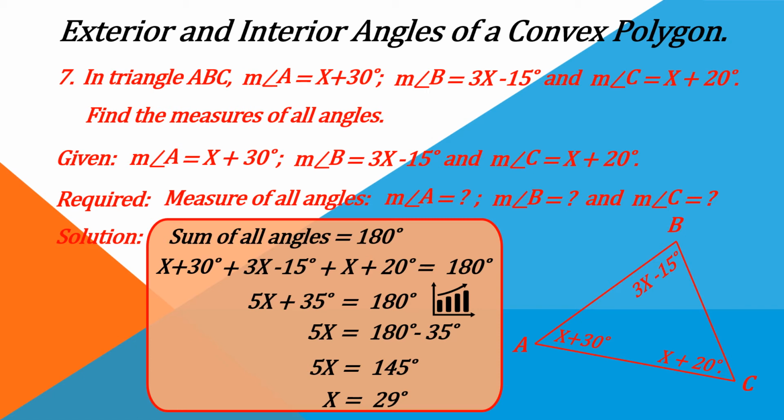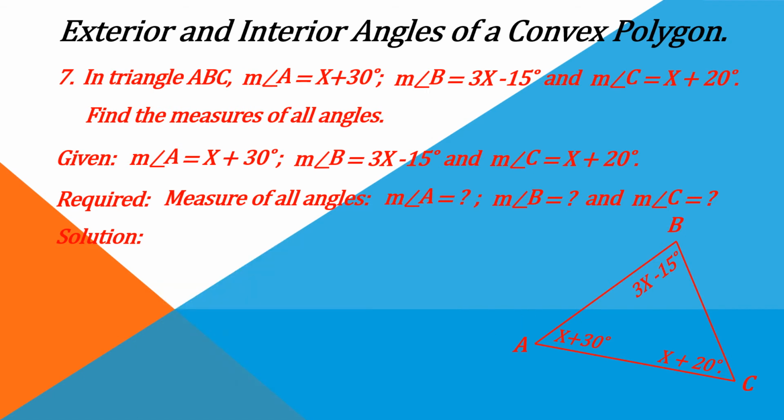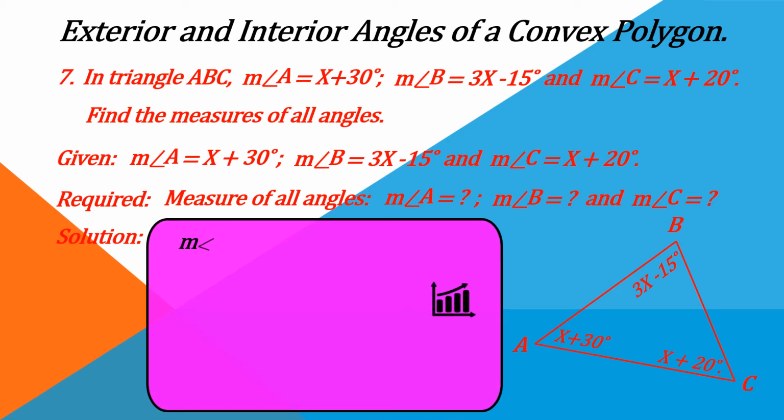Now, we solved the value of x, so next we will solve individually the measure of each angle. Now, let us go to solving the triangle, the angle A, angle B, and angle C. Angle A is equal to x plus 30 degrees, wherein x is equal to 29. Substitute the value of x. It is simply equal to 29 plus 30 degrees, equal to 59 degrees.